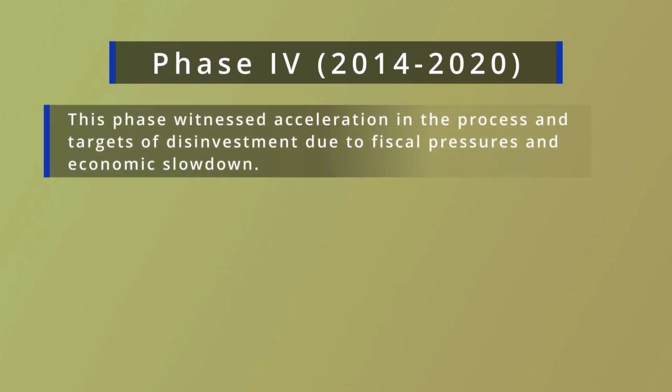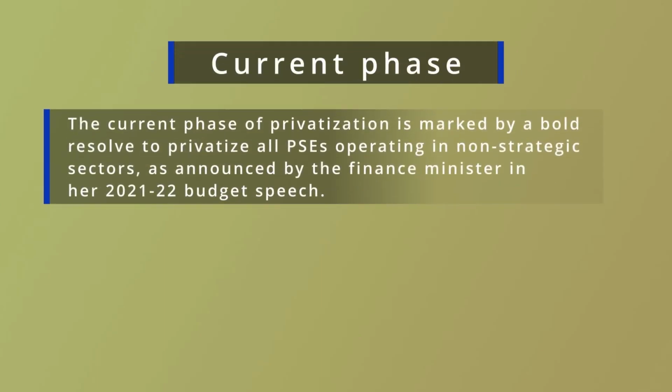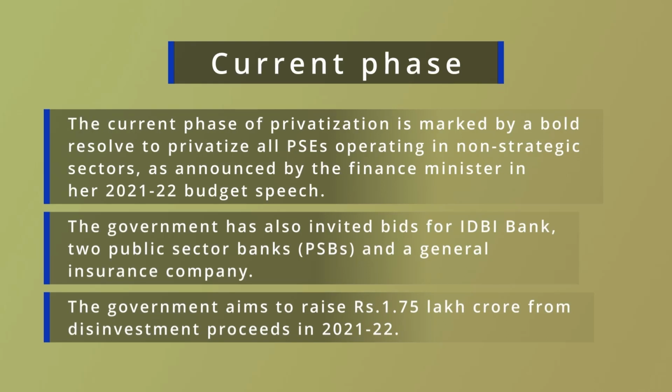Phase 4 covers the period 2014 to 2024. This period witnessed an acceleration of disinvestment in our country, and here the government expanded the scope of strategic sale to include profitable as well as loss-making public sector enterprises. And in the current phase, after 2020, privatization is marked by a bold resolve to privatize all public sector enterprises in non-strategic sectors, as announced by the finance minister in her 2021-22 budget speech. The government has also invited bids for IDBI Bank, public sector banks and a general insurance company. The government aims to raise 1.75 lakh crore from the disinvestment proceeds in 2021-22.